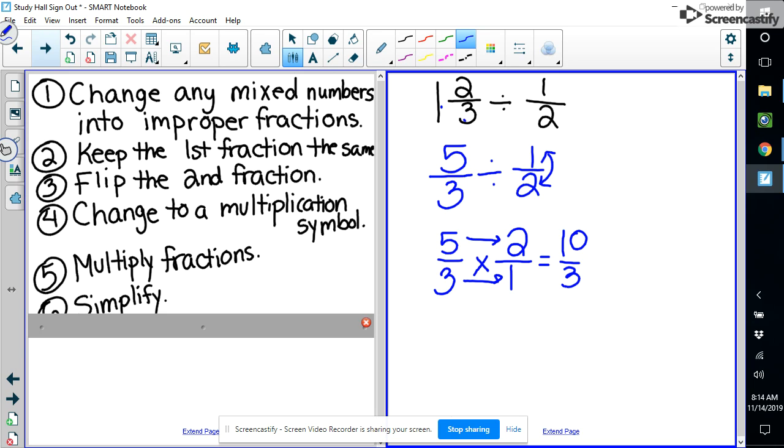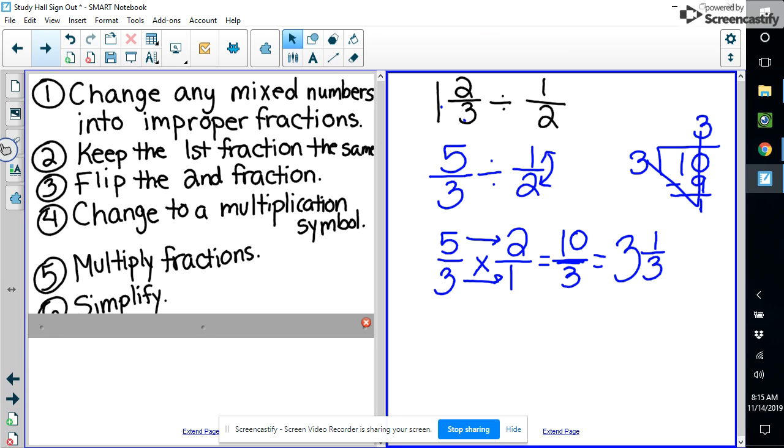I now need to simplify my final answer. Simplifying here also means turning it back into a mixed number. So my line in the middle, again, is a division symbol. So I can think about how many times can 3 go into 10. It can fit into it 3 times. 3 times 3 is 9, and then I subtract that 9 to get 1 as my remainder. Using my check mark method, I'm going to say my whole number is 3, and my fraction would be 1, and my denominator stays 3. So this problem here would equal 3 1/3. That's how I would go through dividing fractions when I'm not drawing a picture model.